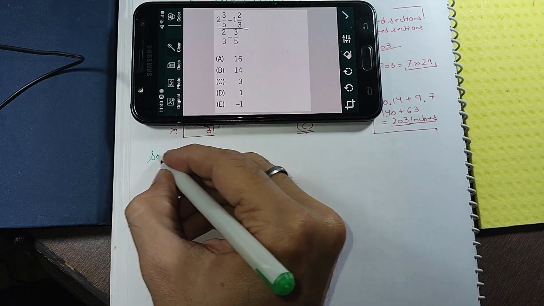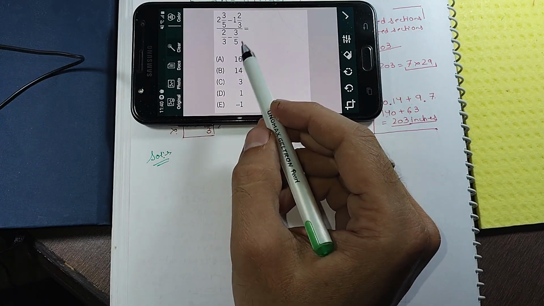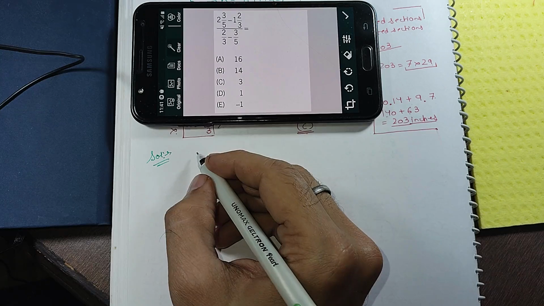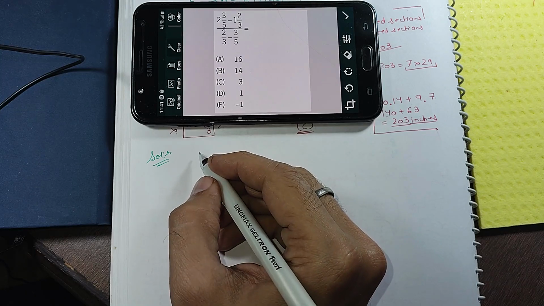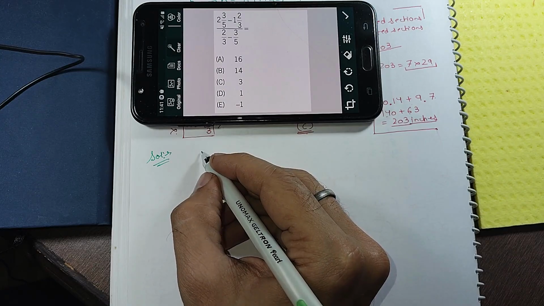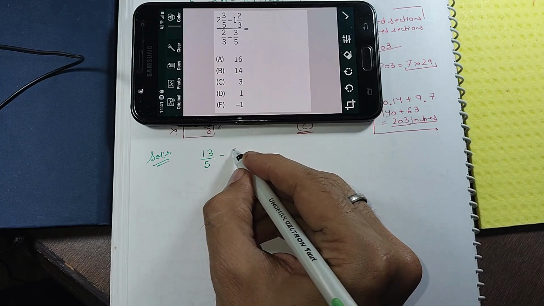So there is another question: (2 3 by 5 minus 1 2 by 3) whole divided by (2 by 3 minus 3 by 5). So we will try to solve the numerator and denominator independently first. So the numerator is in the form of mixed fractions. So 2 3 by 5 becomes 5 into 2 is 10, 10 plus 3 is 13. So 13 upon 5 minus 3 into 1 is 3, 3 plus 2 is 5, 5 by 3.